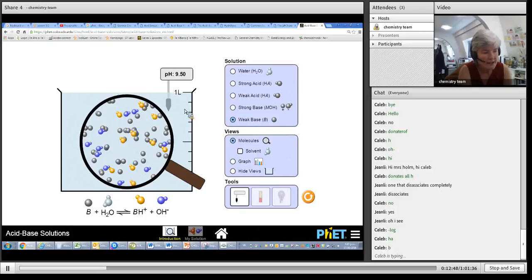The other thing they can ask you is about conductivity. Now, what do you need to conduct electricity?